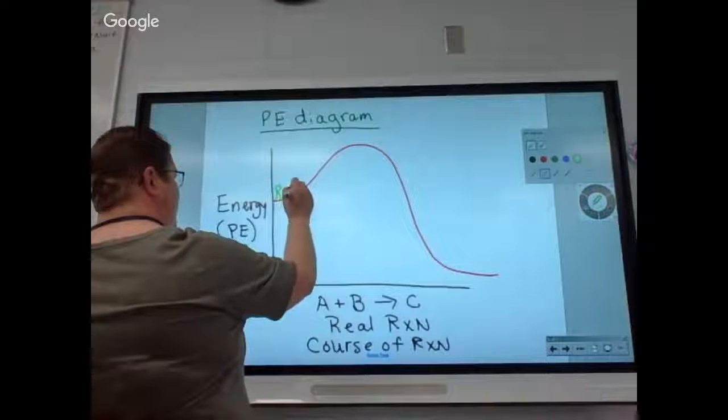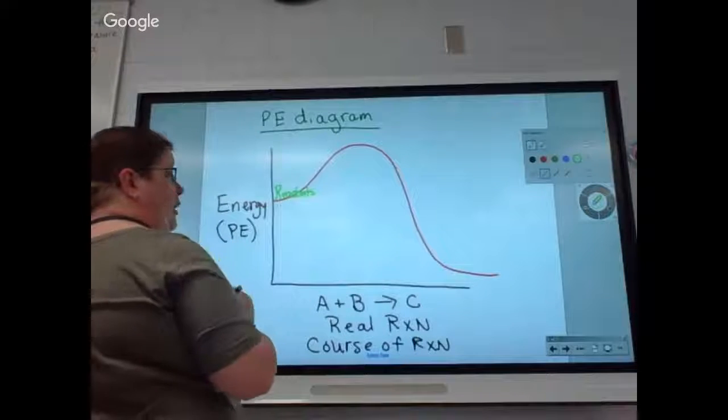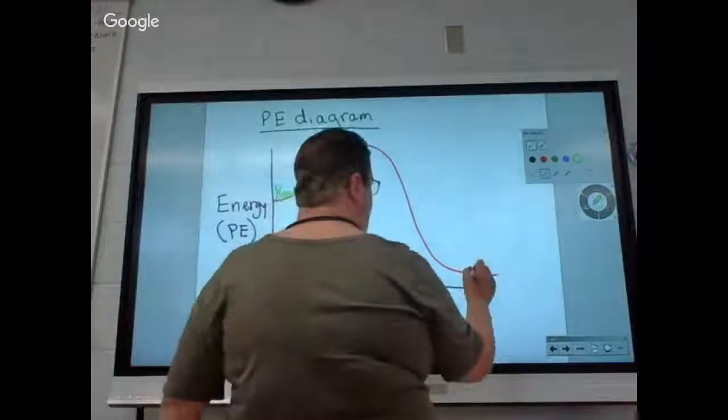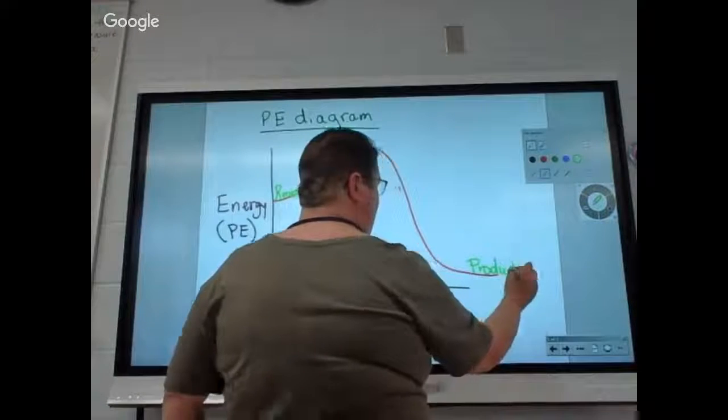All right, so the reactants are always over here. All right, which I'm going to label R from now on. All right, the products are always at the end.